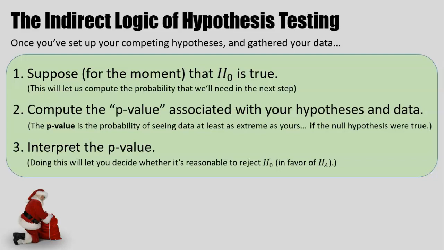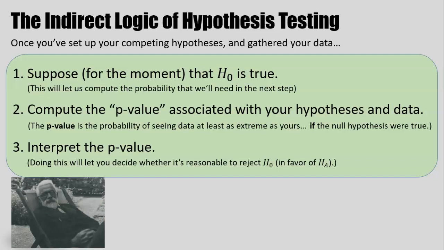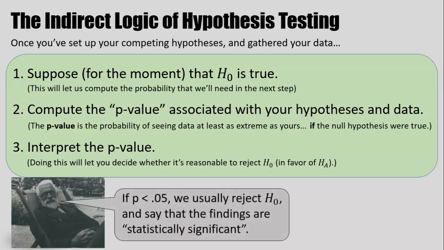And we might as well bring Fisher back in to remind us of his rule of thumb, and to introduce some common, but not very good, terminology. If p is less than 0.05, we usually reject the null hypothesis and say the findings are statistically significant. This notion of statistical significance has led many people astray. All it means is that p is less than 0.05. It sounds like it should mean something else.